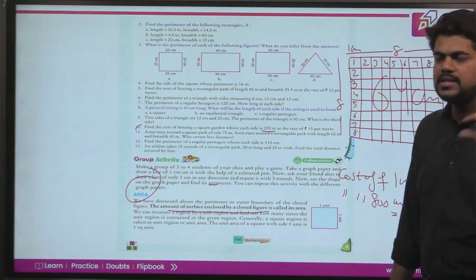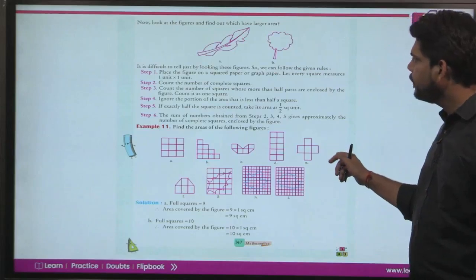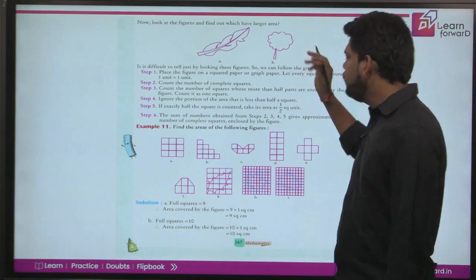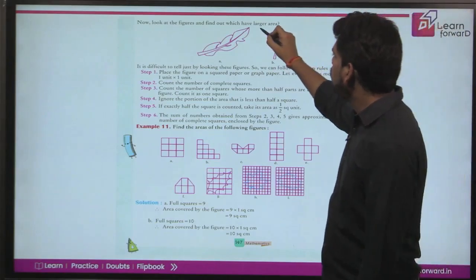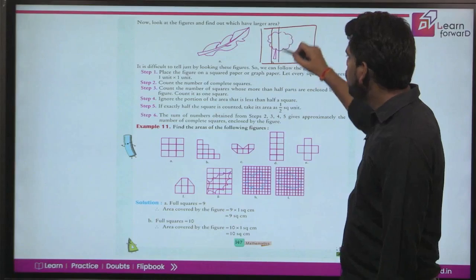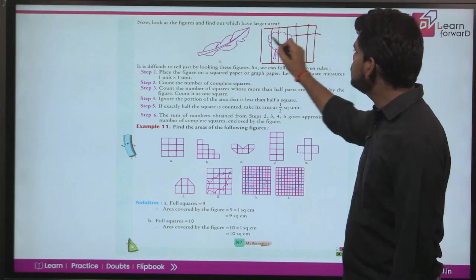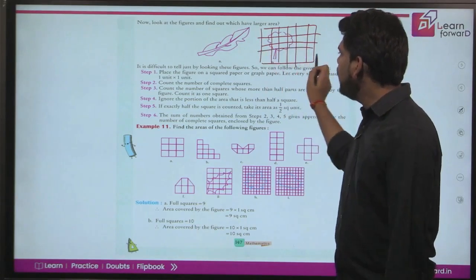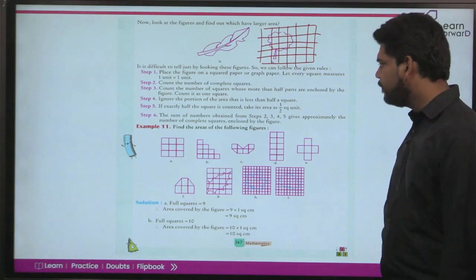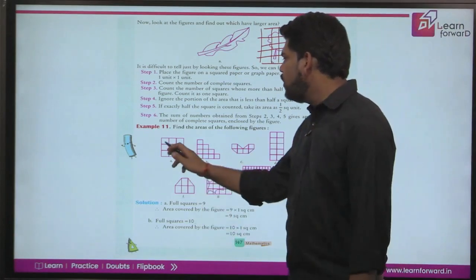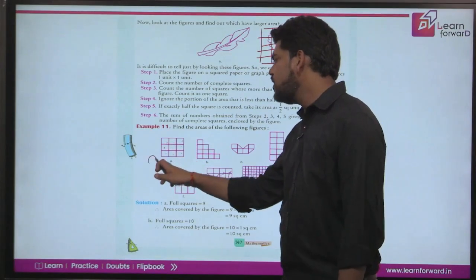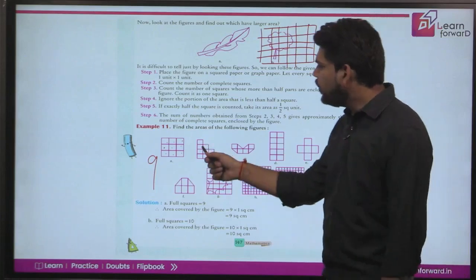By the squares that we can draw. Fine. Now if you want to calculate the area of this particular leaf, you need to put this leaf on a graph paper or a grid paper, where you will divide this shape in some small squares, and then you will calculate how many squares are there in this particular figure. Fine. Find the area of the following figure. How many squares are there? 1, 2, 3, 4, 5, 6, 7, 8, 9. Answer is 9. We can calculate the area of this one.